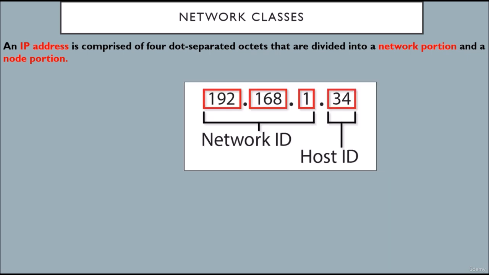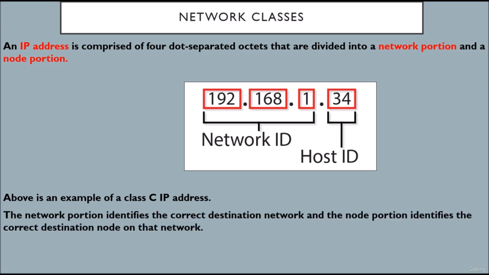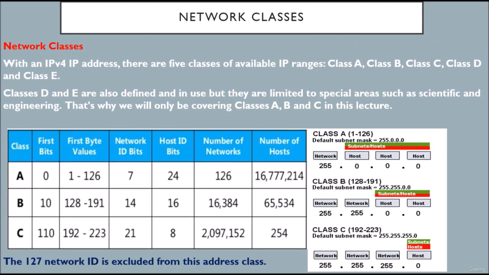If you look at this diagram, the first 3 octets are the network ID, and the last one represents the host ID. Above is an example of a Class C IP address. The network portion identifies the correct destination network, and the node portion identifies the correct destination node on that network.